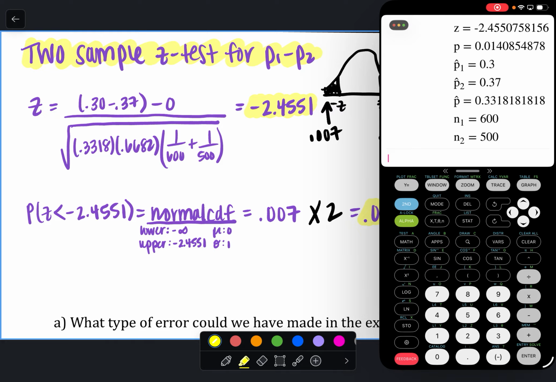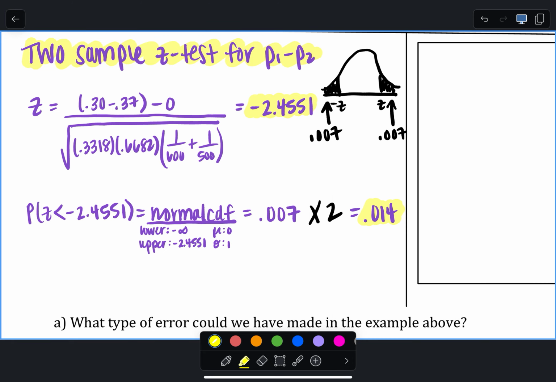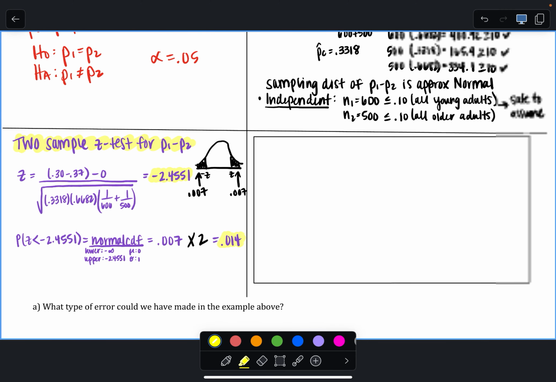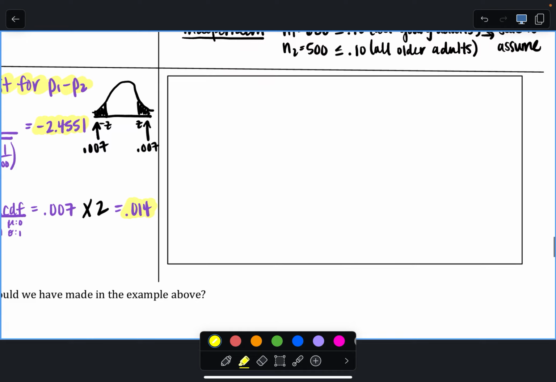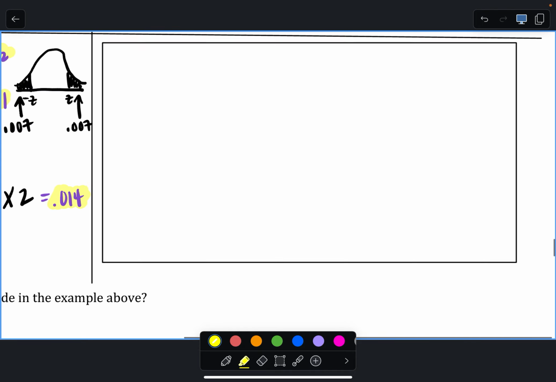So this calculator steps takes the place of all of the work that we just did. So you can do this. It's just make sure that you're still somewhat familiar with the formula. So now that I know my p-value is low, what do I do if my p-value is low?